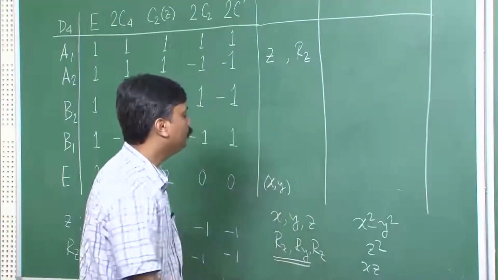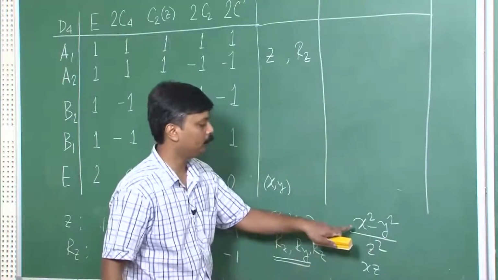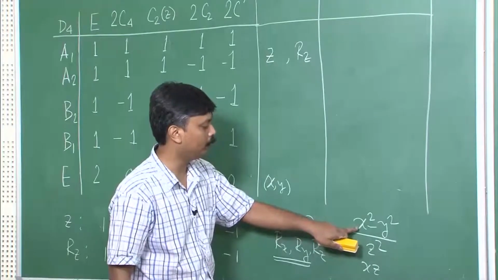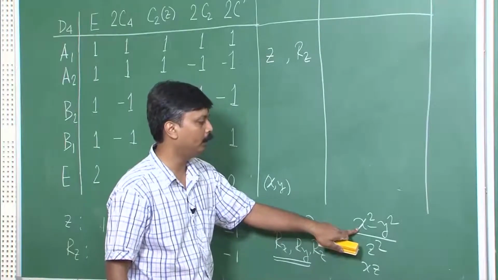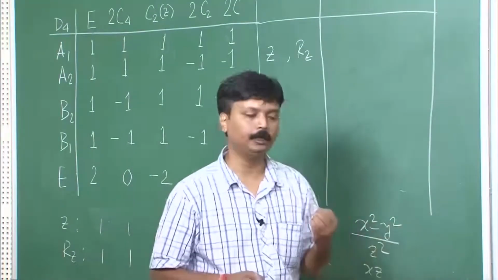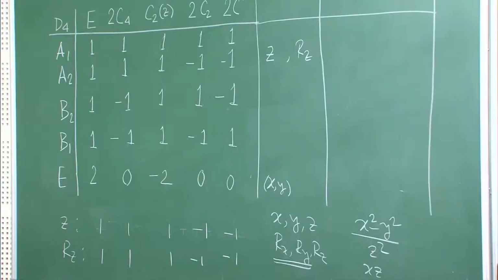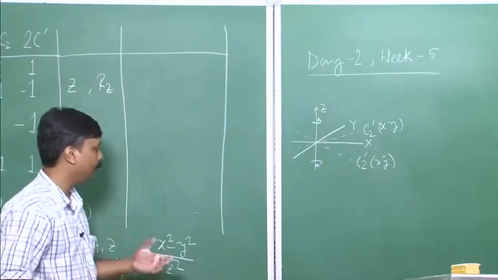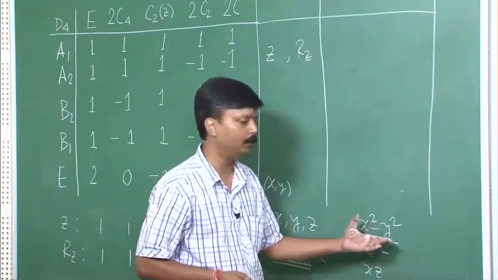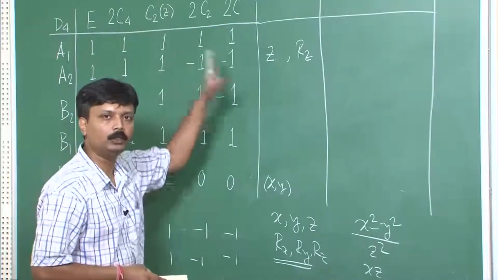Okay, so now suppose we want to find out to which IR this particular function x square minus y square transforms as. So this is not a very difficult thing. How? So what we can do, we can individually work on this x, y, and z. Okay, and then we can see how this x square minus y square, for example, changes when we apply one of these symmetry operations or all the symmetry operations.